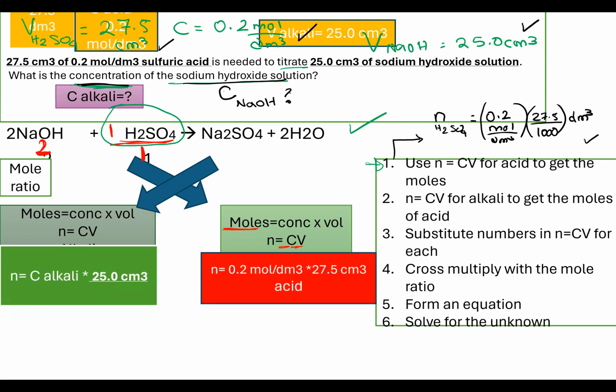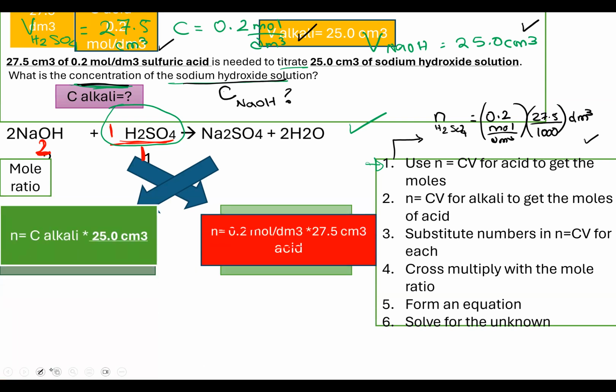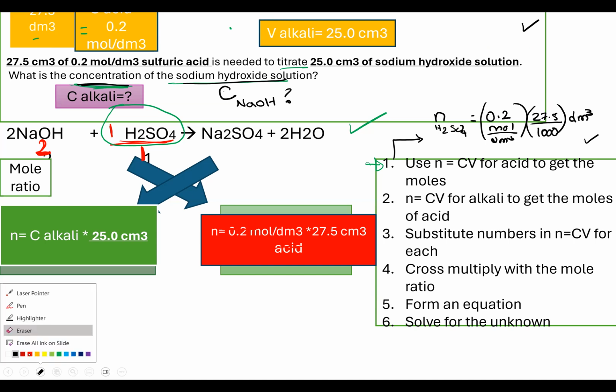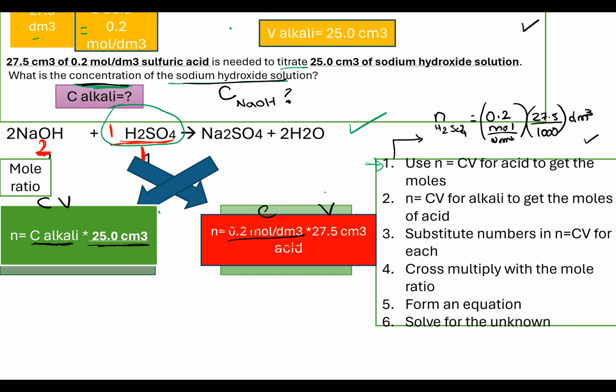So now we are going to substitute in these places. And I'm just going to clear out here what we have. And we're going to substitute. Basically, what we have is the concentration of the alkali is unknown over here, but I have the volume. So CV over here. And then for the acid, I have the concentration and I have the volume. Now, the ratio between them is 2 to 1.